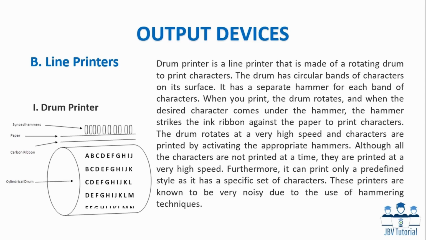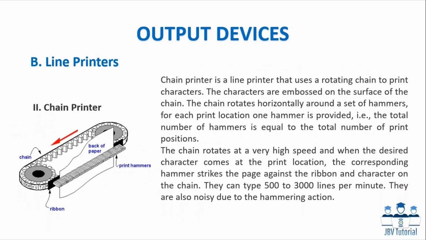The drum rotates at a very high speed and characters are printed by activating the appropriate hammers. Although all the characters are not printed at a time, they are printed at a very high speed. Furthermore, it can print only a predefined style, as it has a specific set of characters. These printers are known to be very noisy due to the use of hammering techniques. Chain printer.